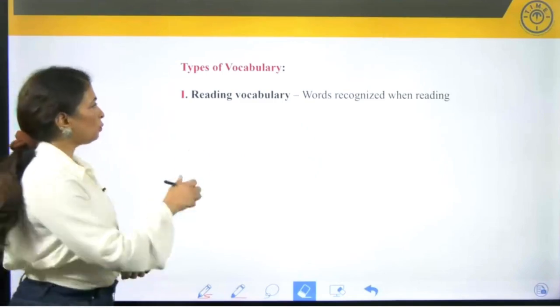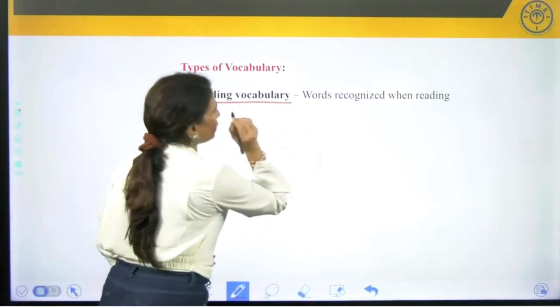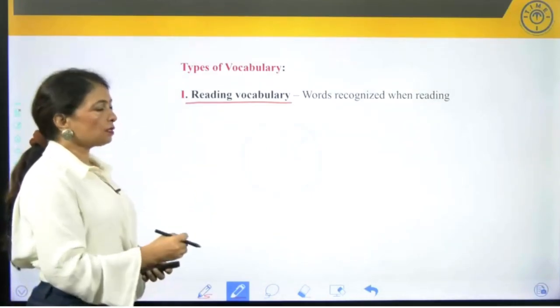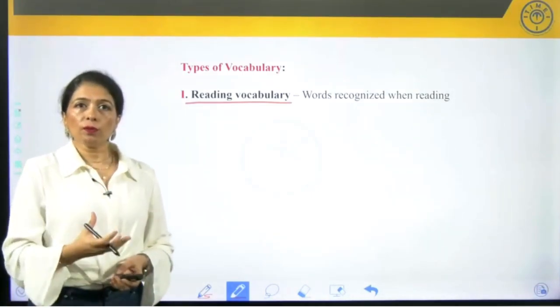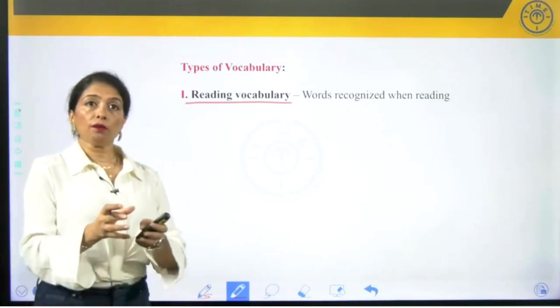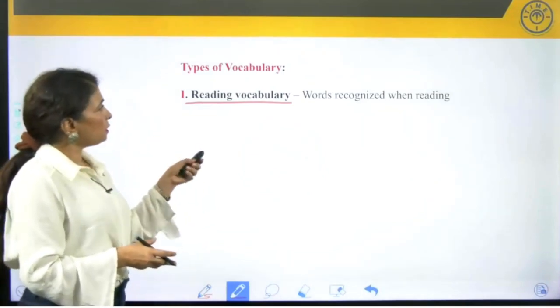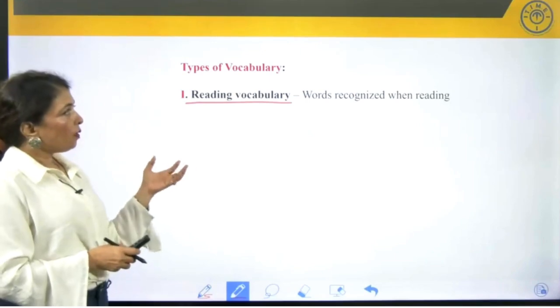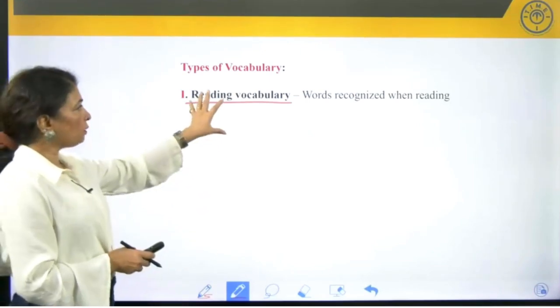reading vocabulary. The word reading itself should give you an idea that it refers to those words we recognize when reading. Whenever in the course of reading we come across a particular word and we are able to recognize it, then this is that kind of vocabulary. So what is reading vocabulary? Words that are recognized when reading.